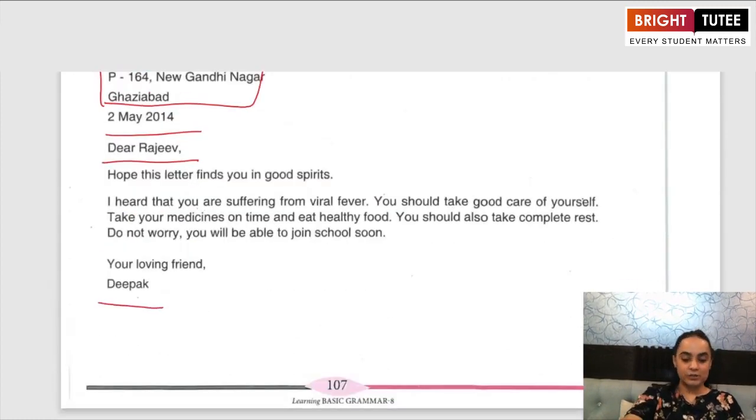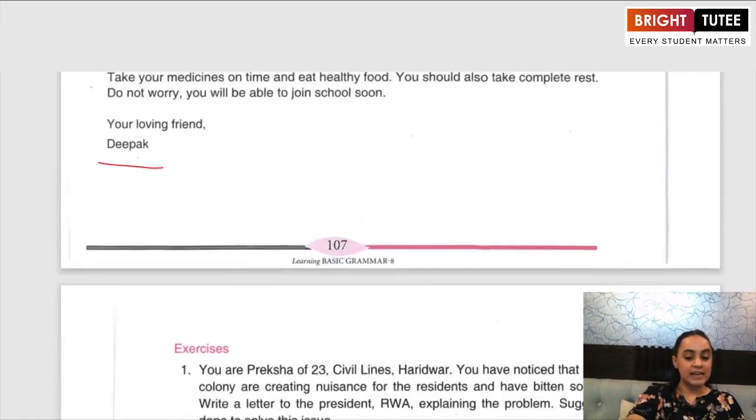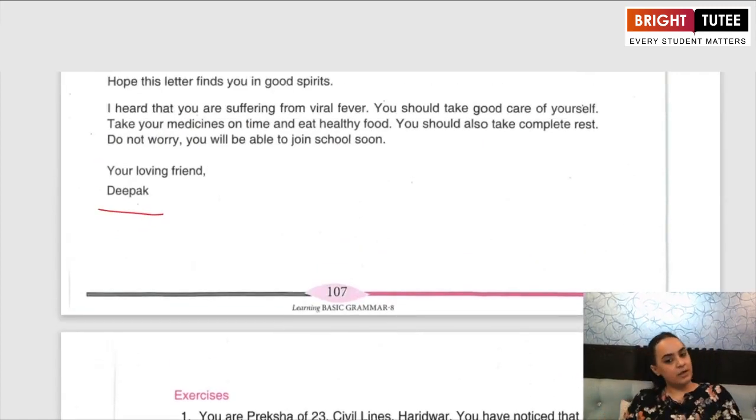So you see, dear students, this is how we write the letters. We've discussed both the formal as well as the informal letters that can be written. The format for both of them is different. So please take care of the format when writing a letter, because if you fail to write the correct format, you will end up losing marks.